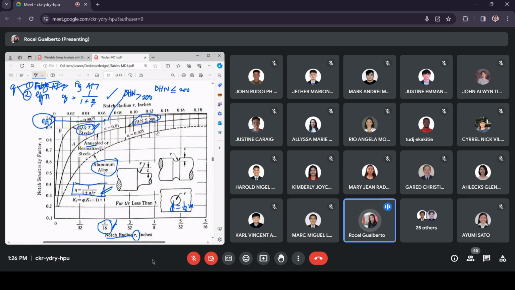So for example, for quench and tempered, A would be 0.0025. If it is annealed or normalized, A is 0.01. And if it's an aluminum alloy, A equal to 0.025. If BHN is less than or equal to 100, A is equal to 0.01. And if BHN is greater than 200, you make use of 0.0025. So these values of A are also seen on your figure AF7. You simply refer there for the value of A taken from figure AF7.